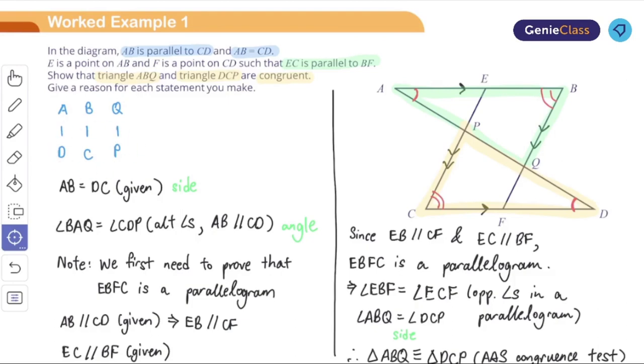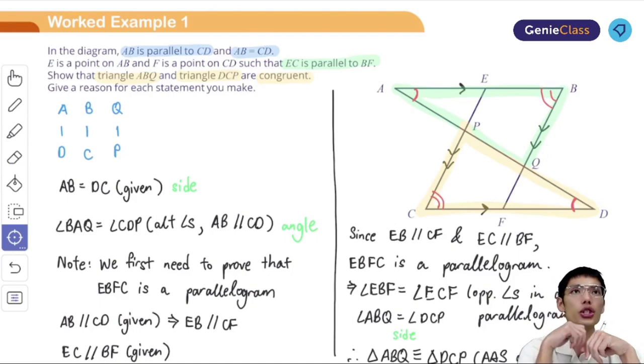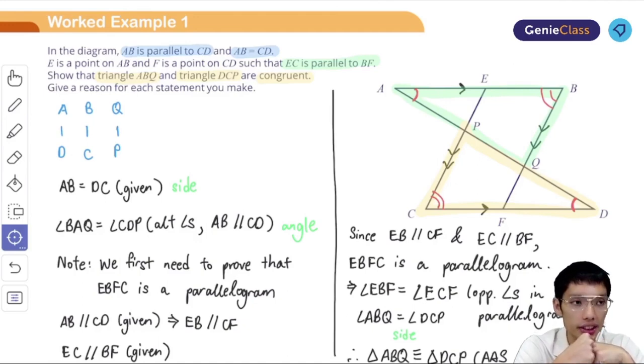Let me make myself appear because it's a little bit weird now. Some of you may ask, why don't the alternate angles here work? Look at the question. Did the question specify that A, P, Q, D is a straight line? Or in this case, that P and Q are points on the line AD?